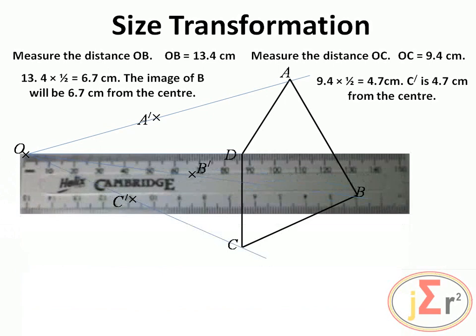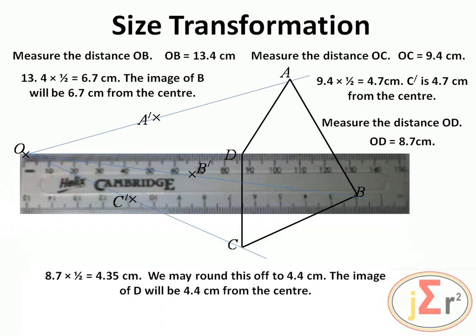And we are going to be finishing up with D. That distance is 8.7 centimeters. 8.7 multiplied by a half is equal to 4.35 centimeters. We may round this off to 4.4 centimeters. The image of D will be 4.4 centimeters from the center.